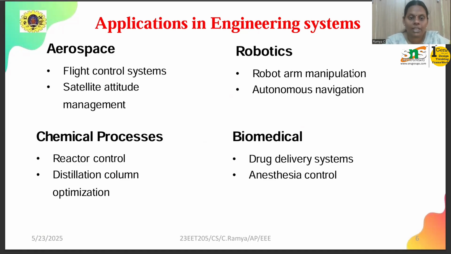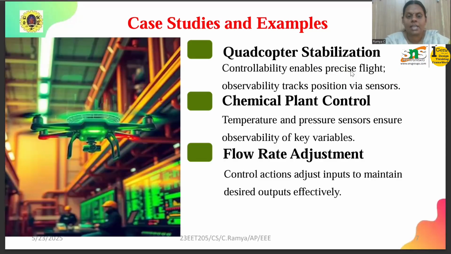Whereas in robotics, it enables precise control of robotic arms and autonomous decisions based on the observed data. Next, in chemical processes, we monitor and control variables like temperature and pressure in the reactors for optimal outputs. Finally, in the biomedical field, we ensure accurate delivery in drug infusion systems or regulating anesthesia in real time.